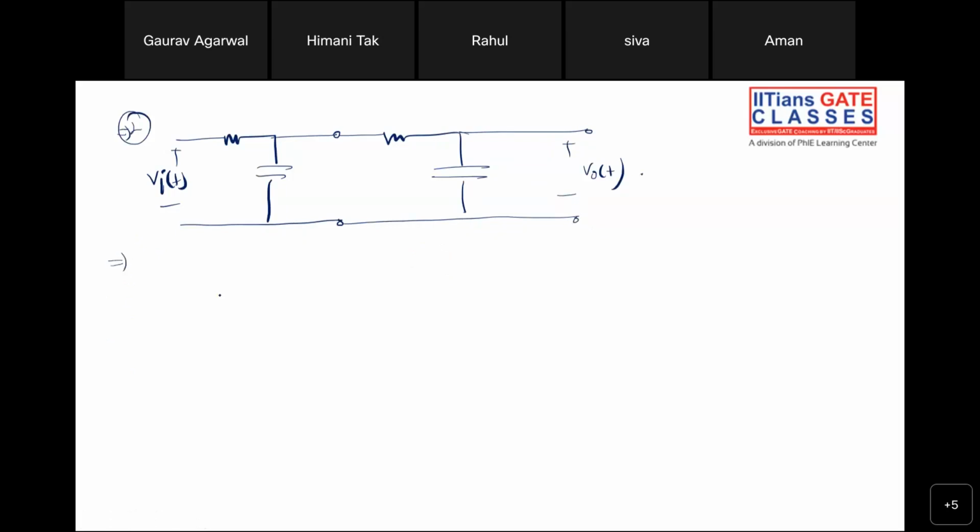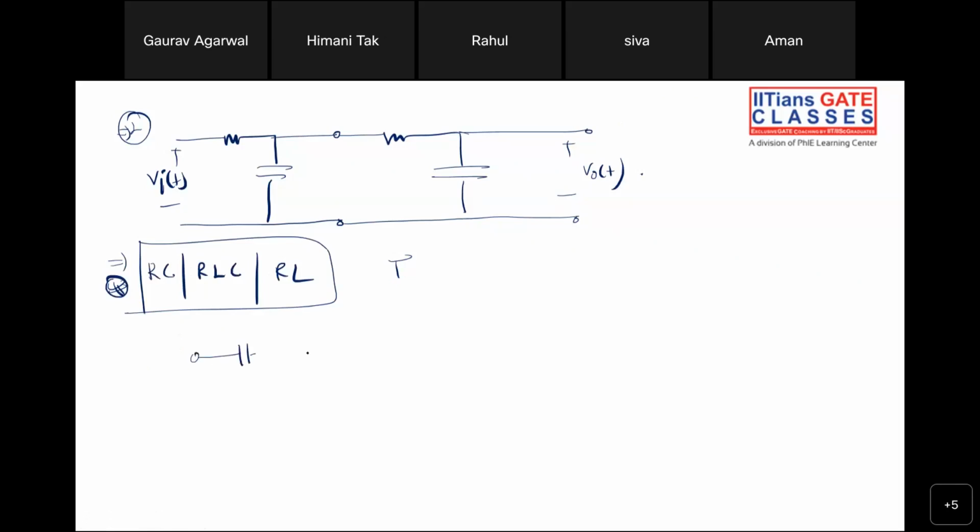RC, RLC, whatever they can ask, but make sure that you prepare for RC, RLC and RL kinds of circuits, because everyone knows about theorems, everyone knows about everything: KCL, KVL, Ohm's law. They might ask a few different questions as well.